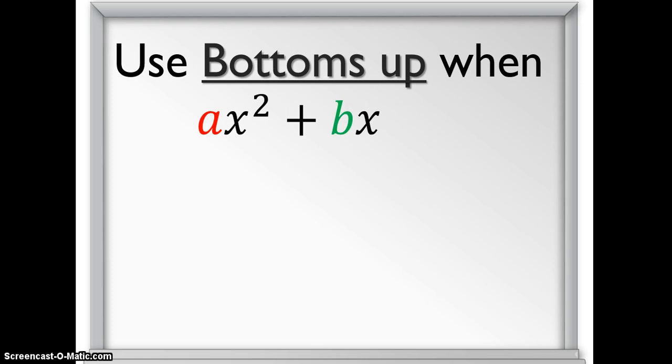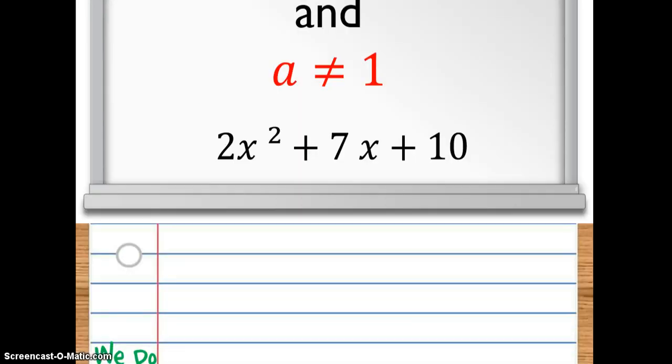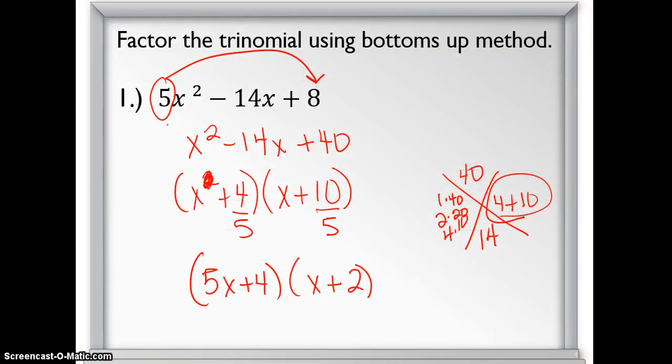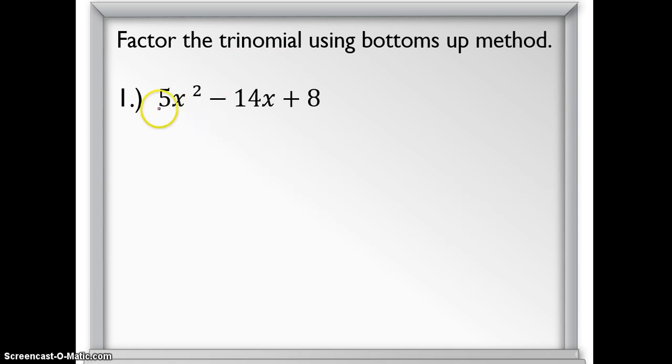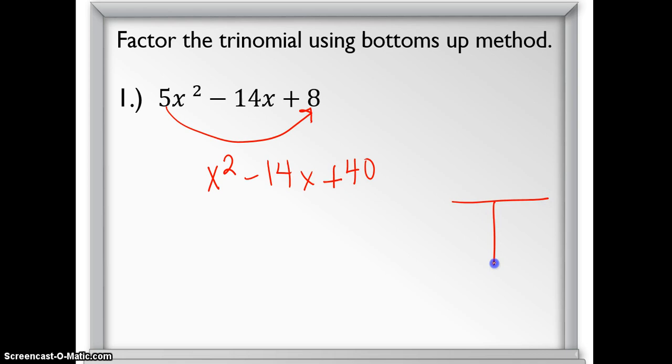Okay, so let's do a couple of practice problems now, so that we know exactly what to do. Okay, for this one you're going to do the same thing. You're going to take this 5 and multiply it to the 8. So what you now have is x squared minus 14x plus 40, since 5 times 8 is 40. Okay, you can do our little t-chart. So what multiplies to 40 and adds to negative 14?